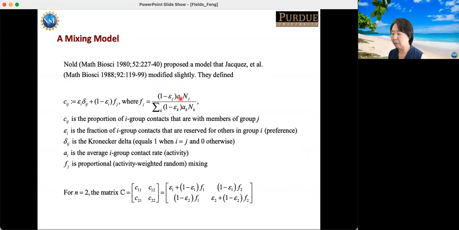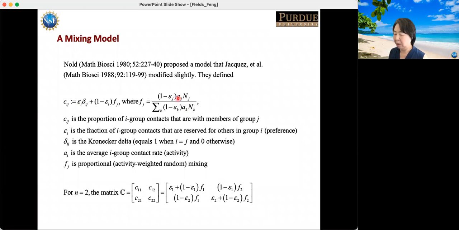The numerator is the total number of unreserved contacts for group j, and the denominator is the total number of unreserved contacts. So this describes the probability that a contact of an individual in group i is with group j. That's why they call it preferential, proportional mixing. This part is proportional mixing, but the entire expression is called preferential because epsilon_i represents the preference of group i for contacts to be with individuals in the same group.